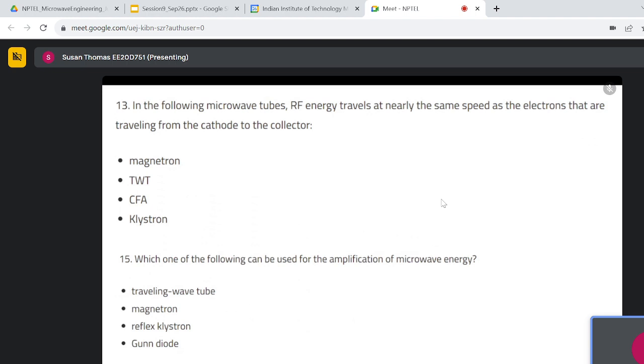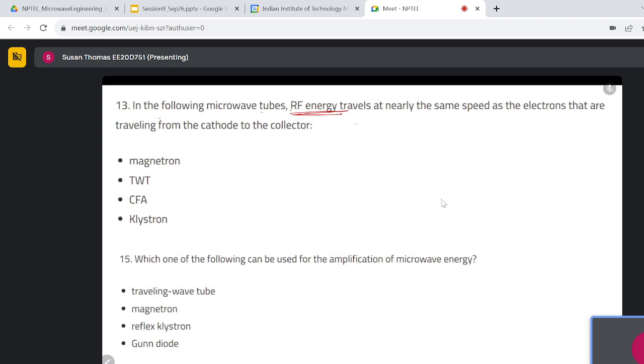Now this question, you need to think a little bit. In the following microwave tubes, RF energy. So remember, the question is about RF energy. You can just refresh your concept of phase velocity and group velocity. Phase velocity is one parameter, and the group velocity tells you about the energy traveling, the velocity at which the energy is being propagated. You can just imagine that.